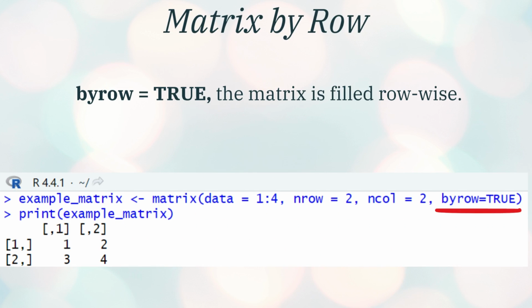Matrix byrow. Another useful argument is byrow. By default, matrices in R are filled column-wise, but if you set byrow equals TRUE, the matrix is filled row-wise.